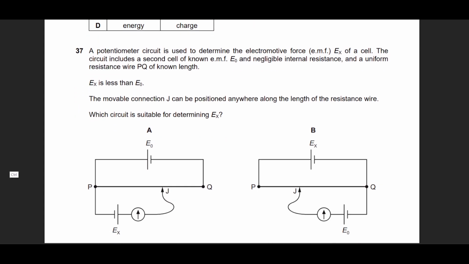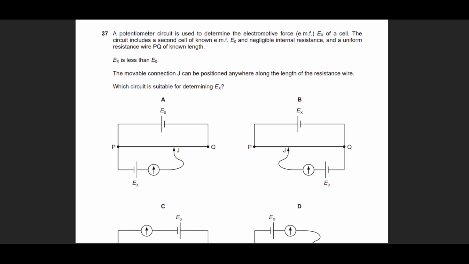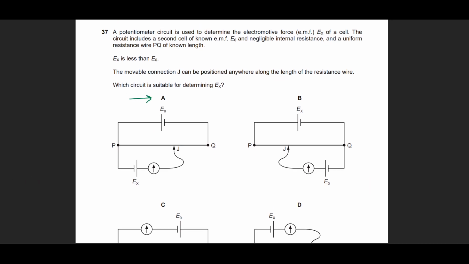37 is tricky. What he has done, he has given you option A as the incorrect answer, which is the most common answer, the common technique that we as teachers teach in the classroom.